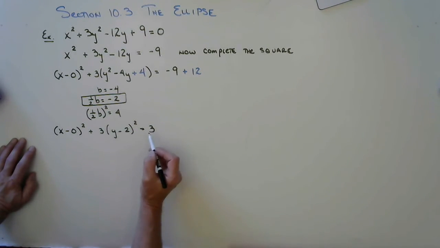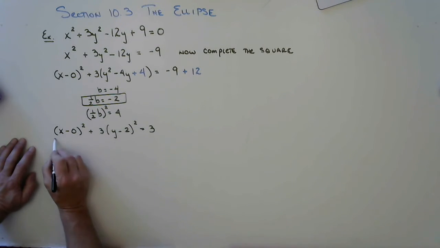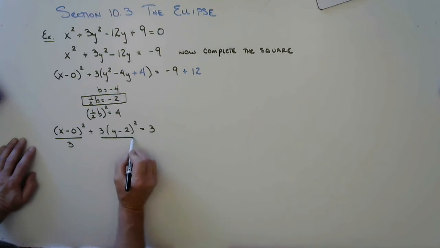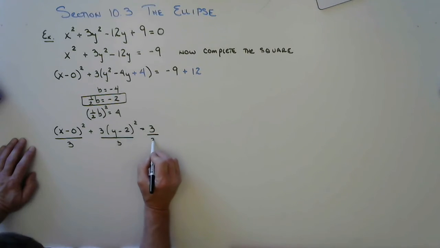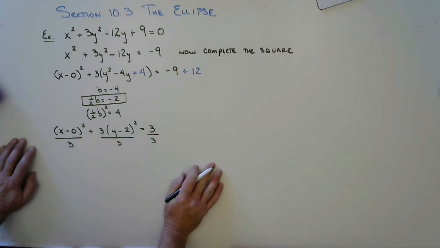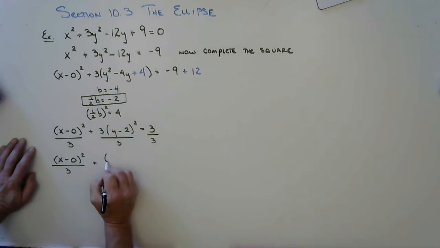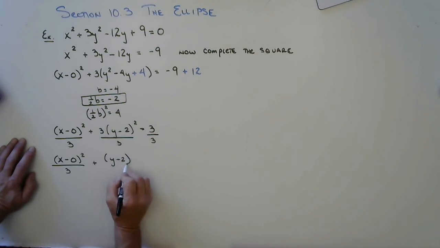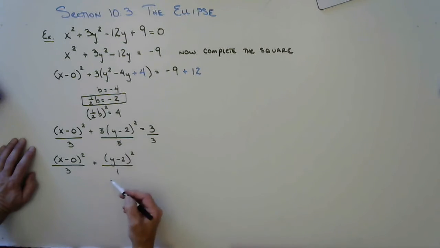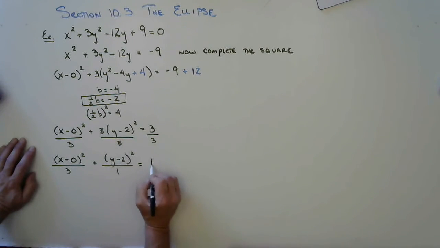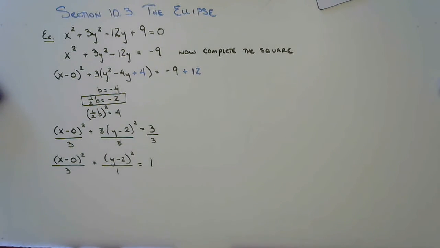But this is supposed to be a 1. So we divide this side by 3, this side by 3, and this side by 3. And now what do we get? Now we have x minus 0 squared over 3 plus y minus 2 squared over 1, don't we? Because 3 divides into 3, we get a 1 there. And here we get a 1. And look at that. It looks just like our formula for the ellipse. Magic.